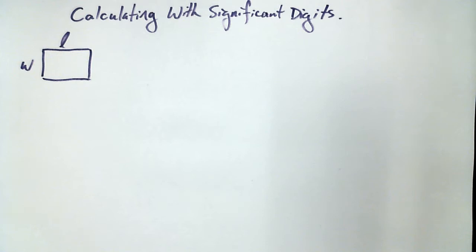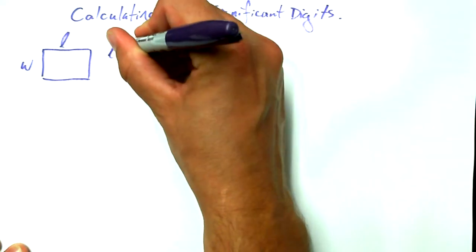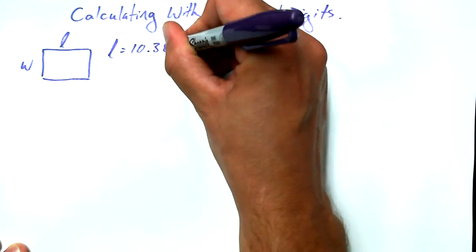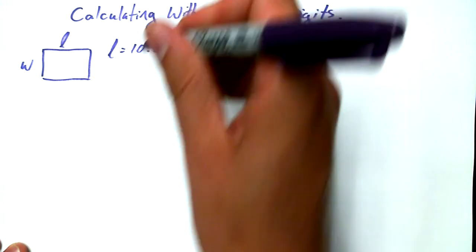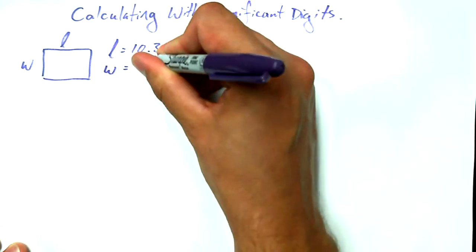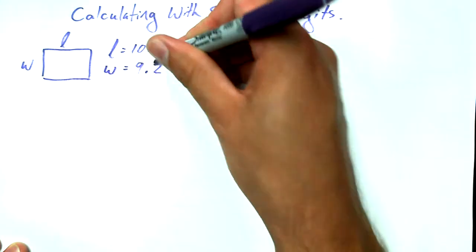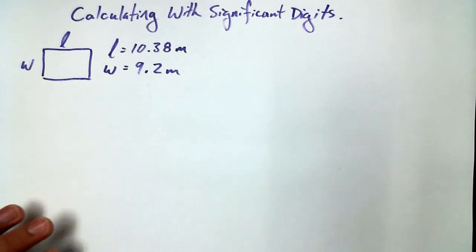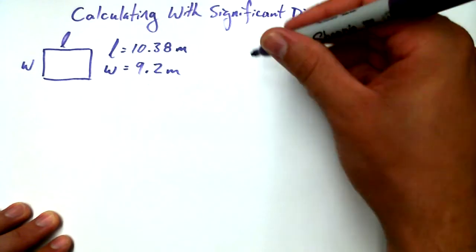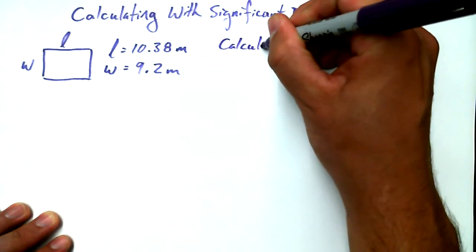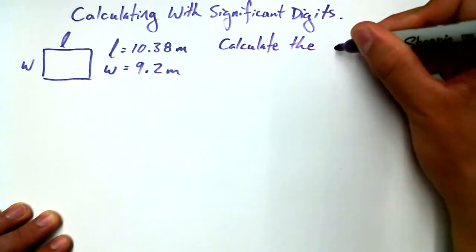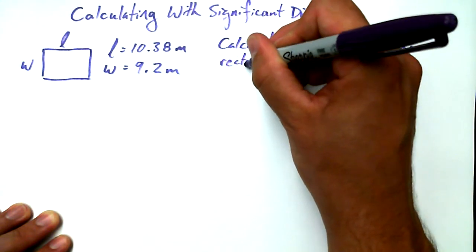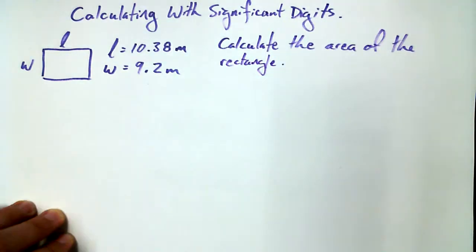And of course, whenever you're doing a problem, you always start off with your given values, and it's no different in this room. Length, in this case, is going to be equal to 10.38 meters. And the width is equal to 9.2 meters. Okay, so somebody came along and made some measurements with a ruler. And what I'd like to do is first calculate the area of this rectangle. Okay, calculate the area of the rectangle.